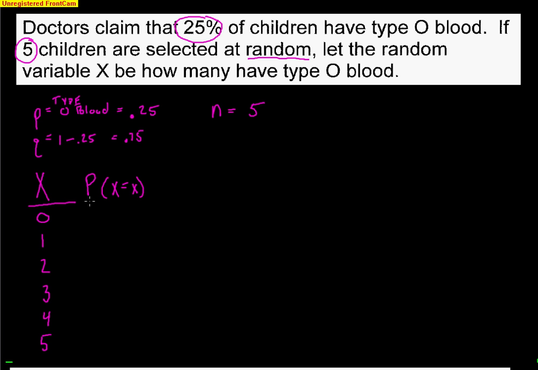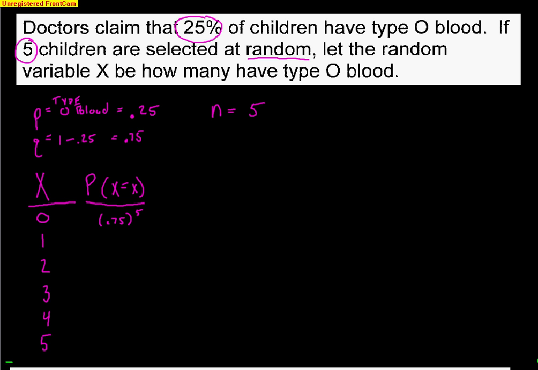And this is where things get tricky. This first one, no successes, is very, very simple. Everybody understands no successes. That is very, very easy. This would be 0.75 to the 5th. All failures. A failure and a failure and a failure and a failure and a failure.